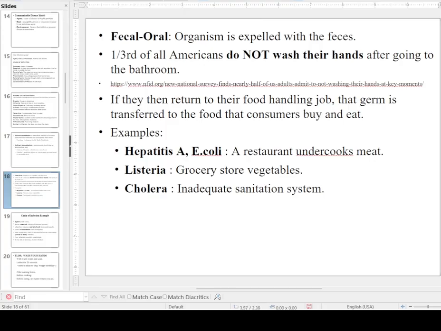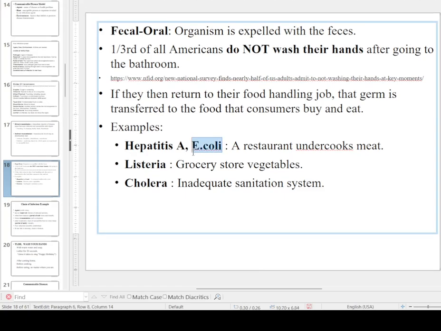Examples of fecal oral transmission: you have the E. coli, and that's the example of the restaurant worker not washing their hands after going to the bathroom. E. coli is also famously spread by restaurants that do not fully cook their meat. So, either by accident or on purpose, the management orders that the meat on the menu is not cooked as long as it's supposed to be, in order to save money on fuel costs. Hepatitis A is known to be spread by fecal oral.